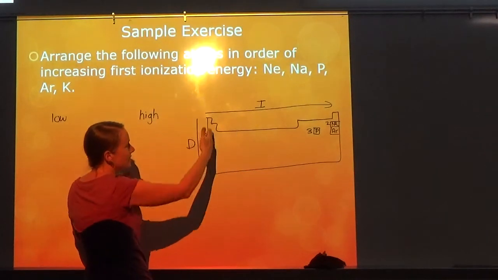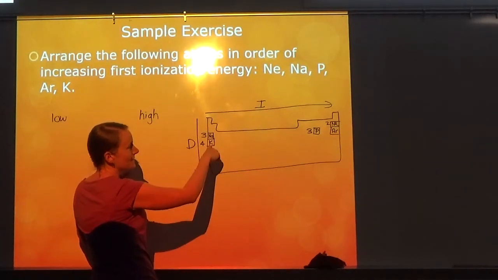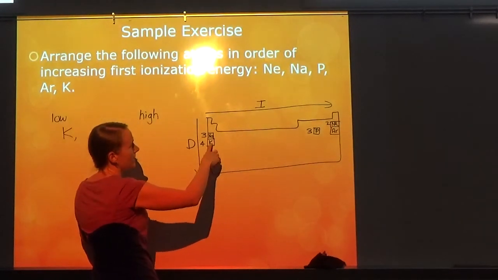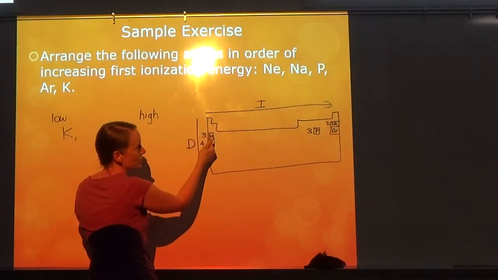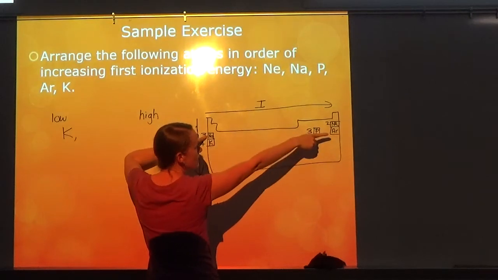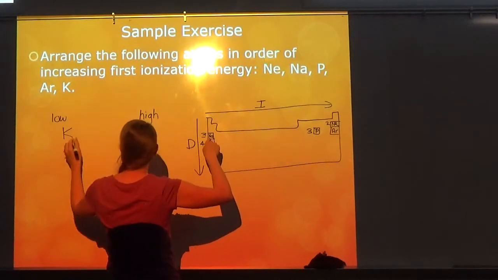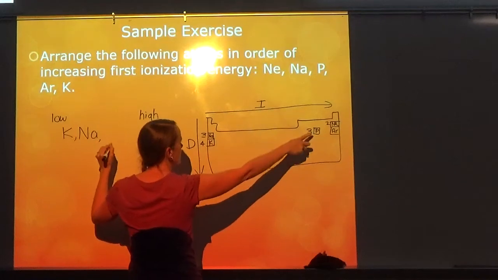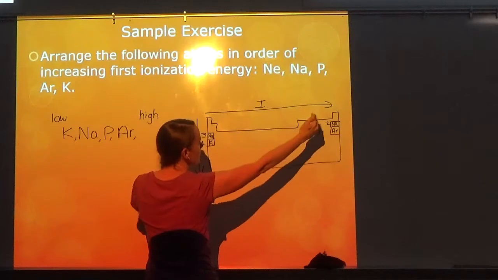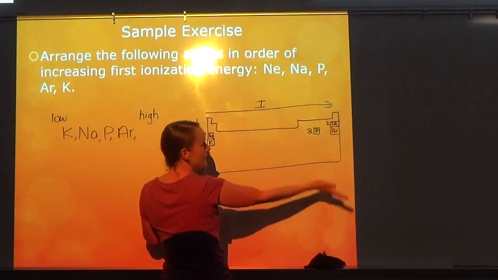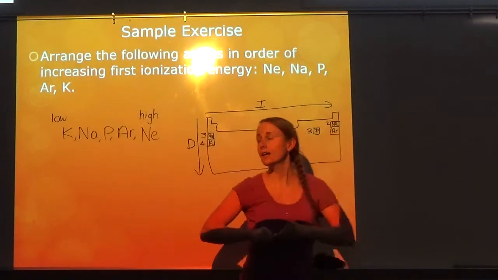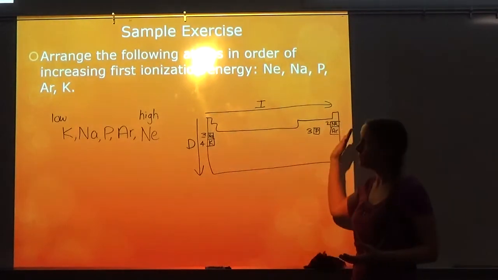All right, well, it decreases going down. So the furthest down on the periodic table is K. So that's going to be my lowest. All right, next I'm going to move up to the third energy level. So now I've got to focus on Na, P, and Ar. Well, it increases going across, so that means Na would have the next lowest, then P, then Ar, and then remember, it decreases going down, so since Ne is the highest on the periodic table, it would have the highest ionization energy out of these right here.